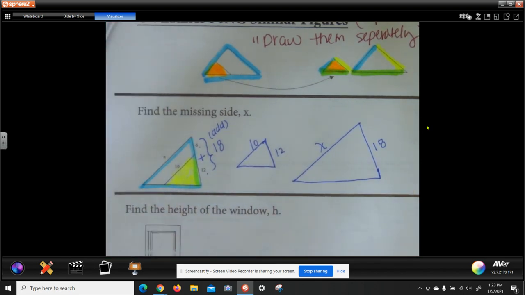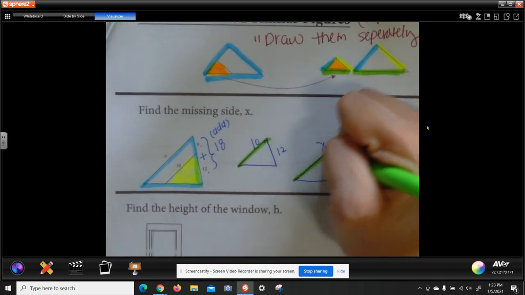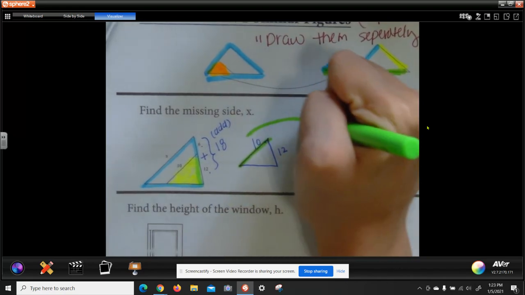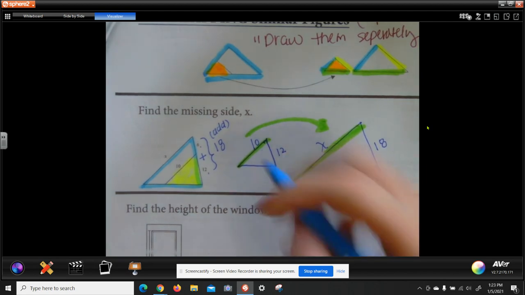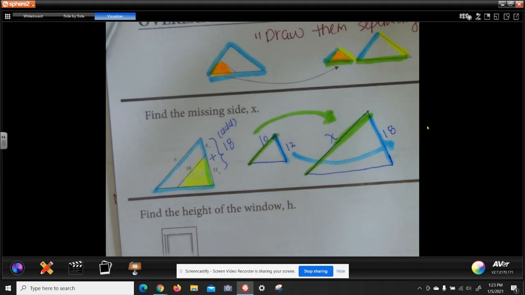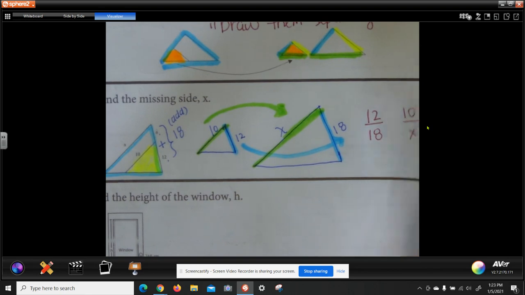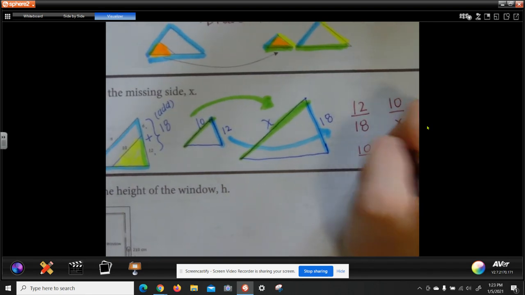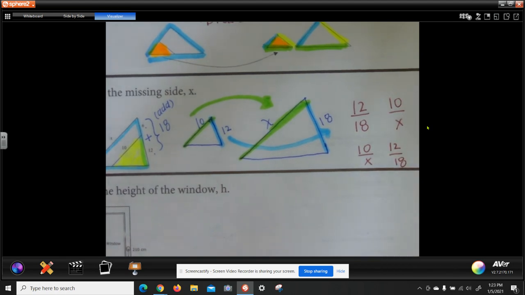Now that you have them drawn separately, you go back to Monday and Tuesday, what we did on the video. You match your corresponding sides from left to right. So 10 with X and 12 with 18. Okay, so I have 12 with 18 and 10 with X. Or you can put 10 with X, 12 with 18. Okay, they're the same.